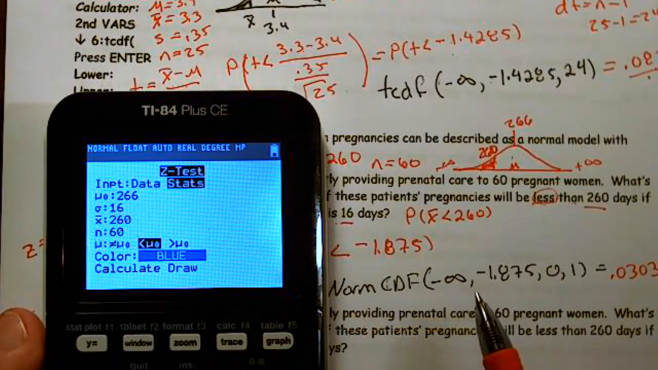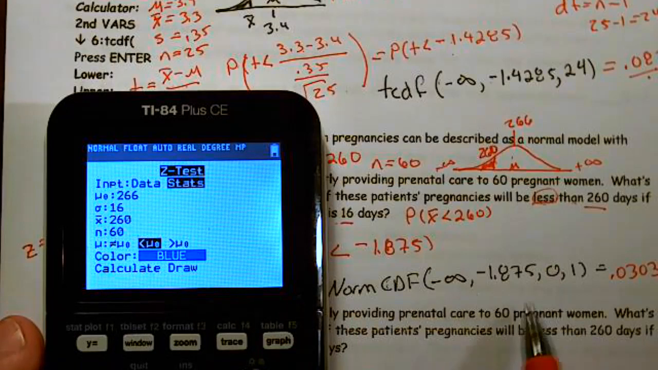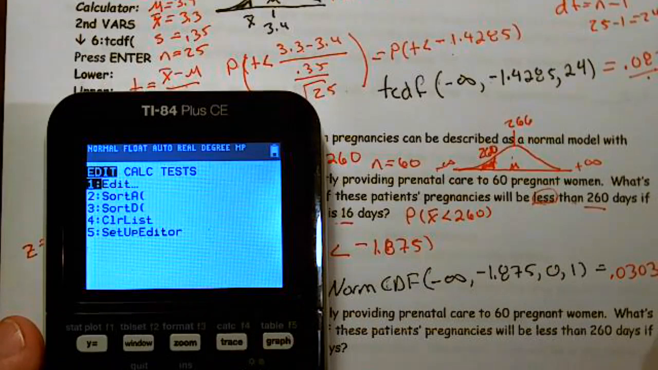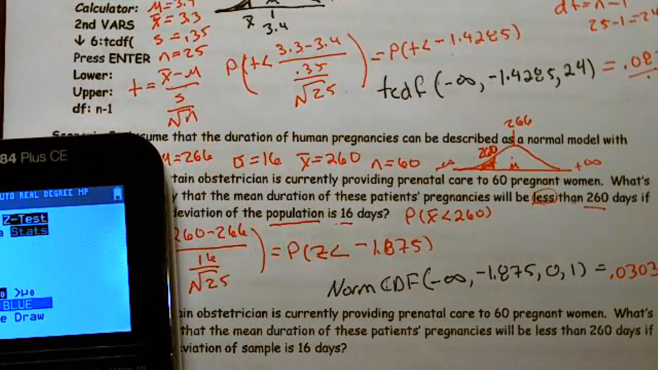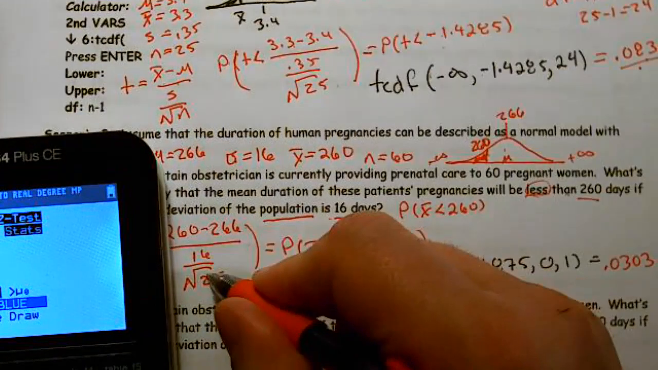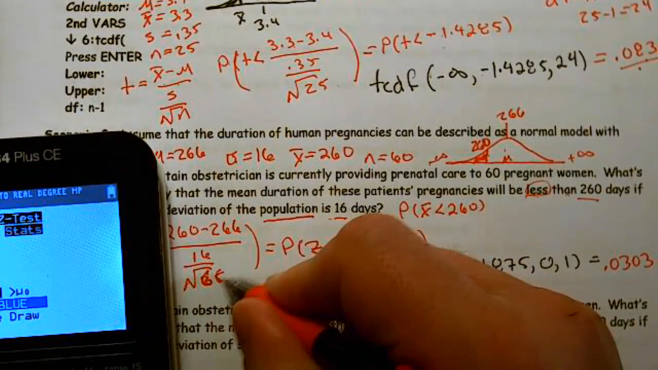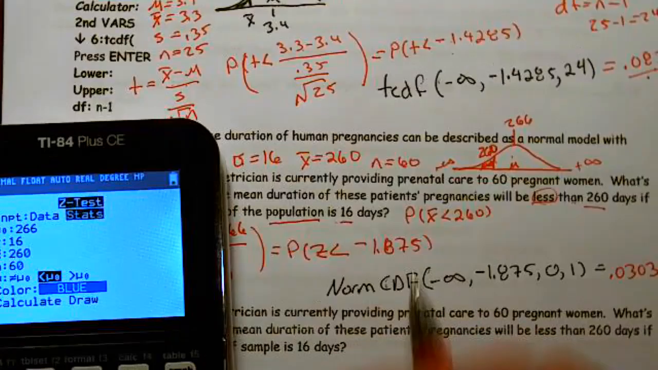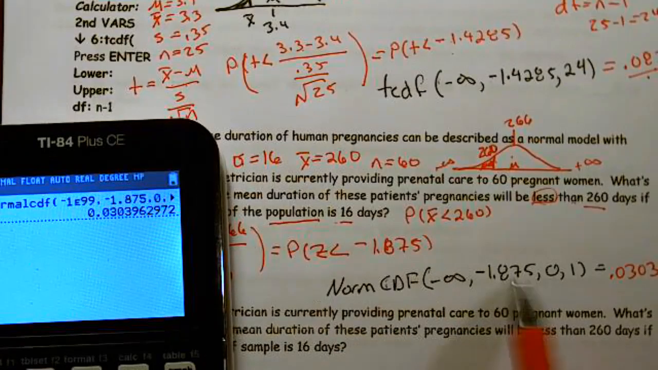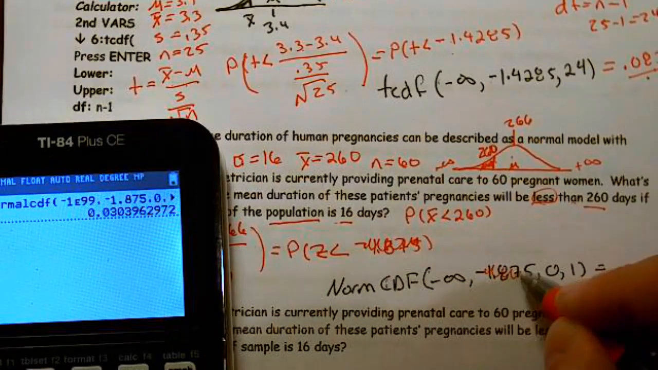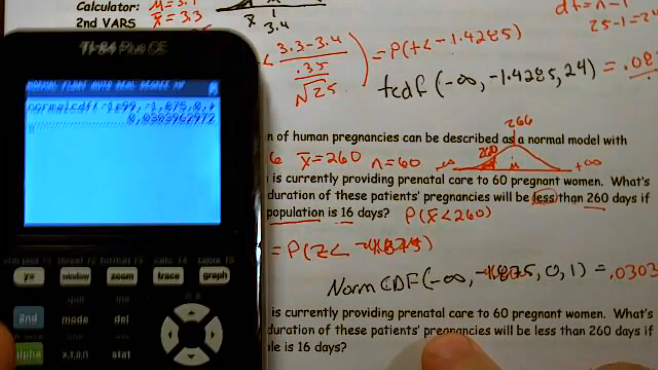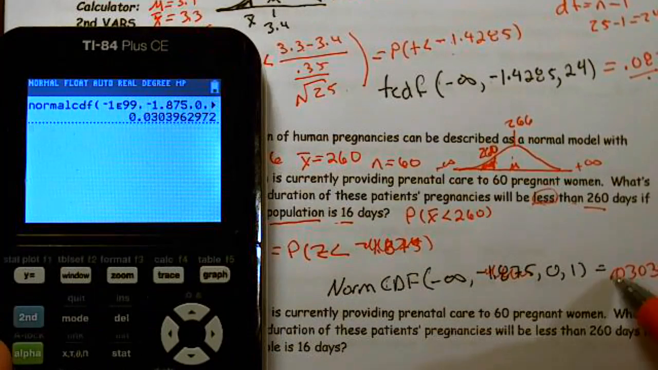So let me go back and make sure I have the right values here. Oh, I used the wrong sample size. This should have been a sample size 60. I apologize for that. So I'm going to go back and fix that. This is going to change this value right here substantially. So let's go back and fix that so we can check this out, figure out if I have any other errors.